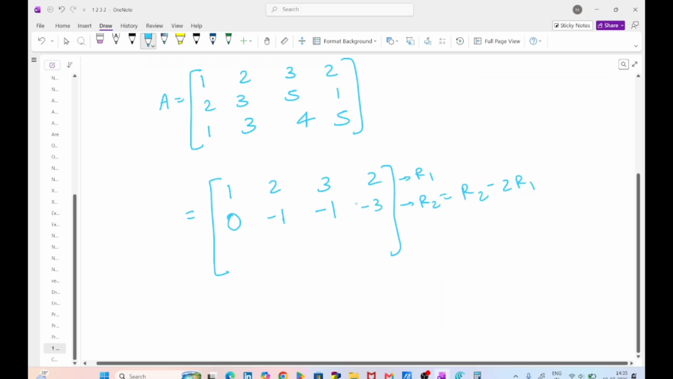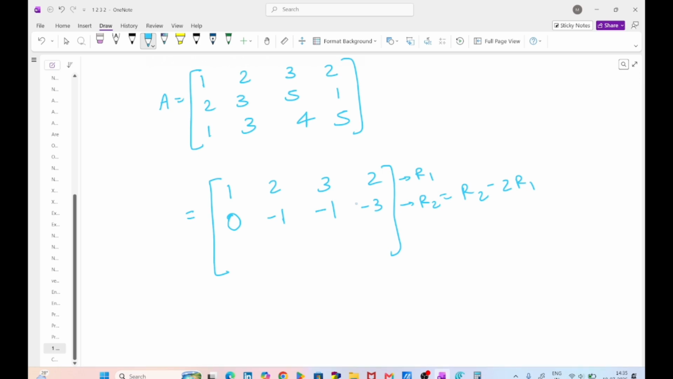Then we need to make this 1 as 0 by doing an operation with R1. What we need to do for that? R3 is equal to R3 minus R1. 1 minus 1, 0. 3 minus 2, 1. Next 4 minus 3, 1. Next 5 minus 2, 3. Here we can make it plus 1, plus 1, plus 3 by multiplying with minus, but that generally is not needed.